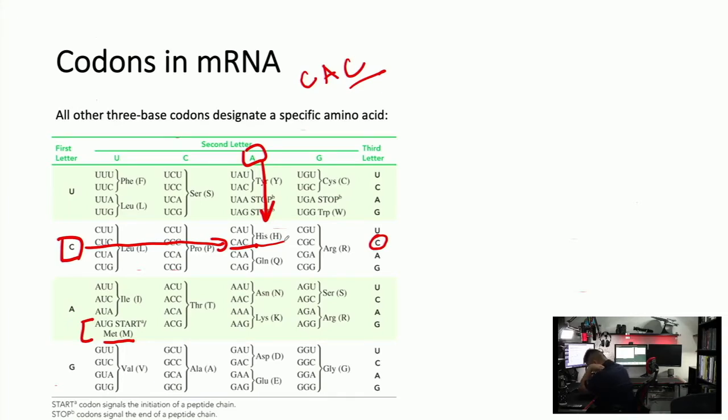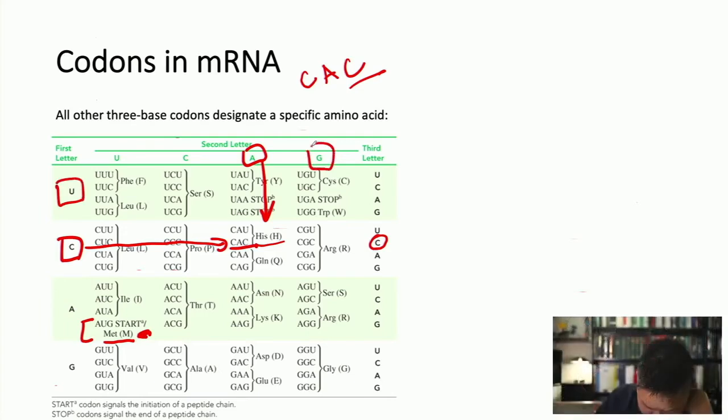Oh, and then also I forgot the stop codons. So we had our start codon here, which is methionine, and then TGA or UGA. So we'll start here, U, G, and then A, right there. Stop codon. See?